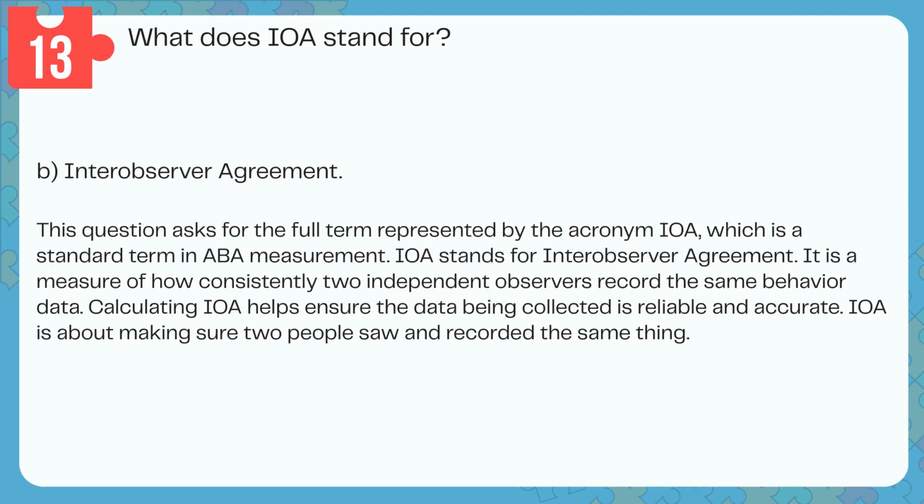Answer: B. Inter-Observer Agreement. This question asks for the full term represented by the acronym IOA, which is a standard term in ABA measurement. IOA stands for Inter-Observer Agreement. It is a measure of how consistently two independent observers record the same behavior data. Calculating IOA helps ensure the data being collected is reliable and accurate. IOA is about making sure two people saw and recorded the same thing.